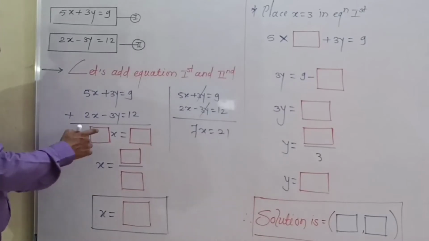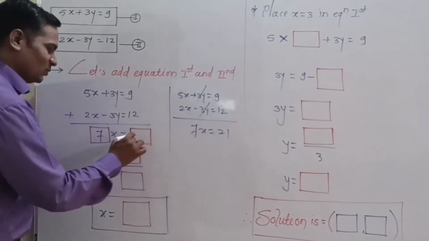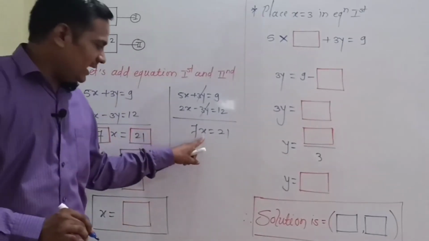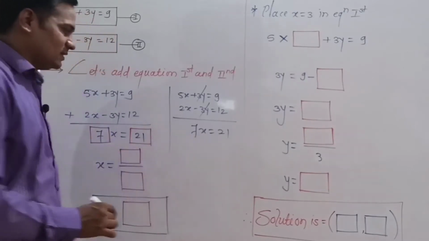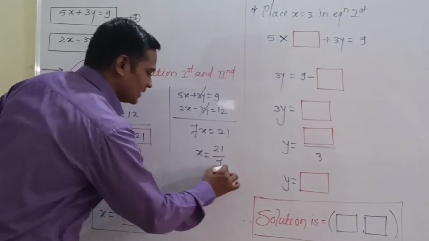So we got that first one here. So the answer will be here 7. Okay, and that next one is 21. Now we have to find out the value of this x. For that purpose, transfer that 7 to the RHS. So it will become x is equal to 21 upon 7.